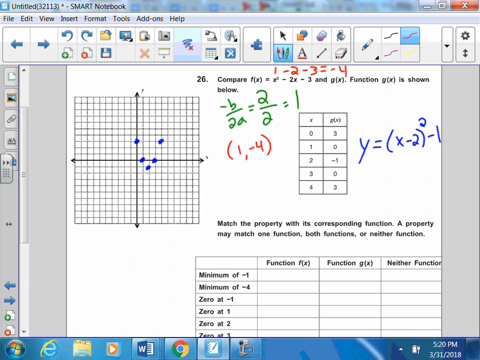So I'm going to come over here and plot that. (1, negative 4). And since there's a 1 in front of x squared here, we know it's just going to be over 1 up 1, over 1 up 3, over 1 up 1, over 1 up 3. So that would be the graph. Okay, and the other one, I'll try the best I can to graph it so you can still see both graphs. Okay, so there they are. So now let's answer the questions.